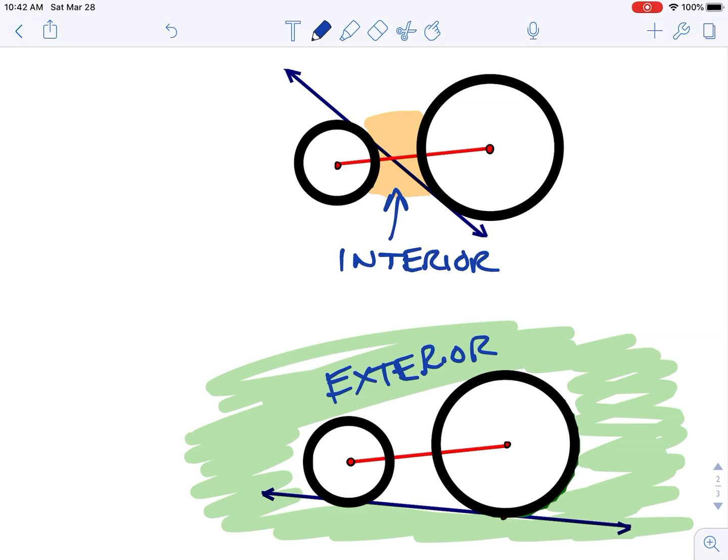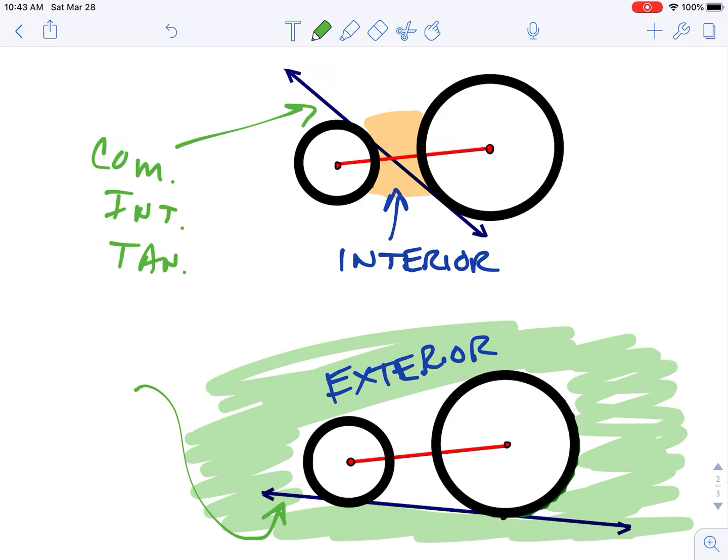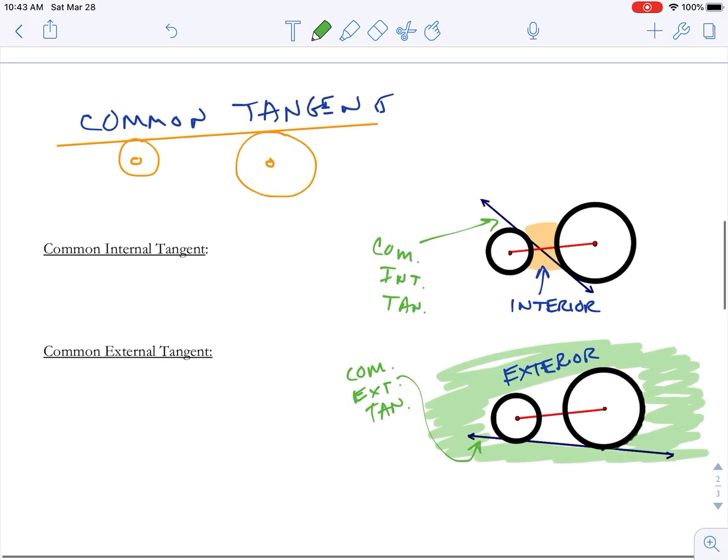Looking at that, this line on the top picture is interior. It's a common interior tangent. Whereas this line here on the right, that one is touching on the outer edge of the two circles. It's not crossing in between the two circles. That would be a common exterior tangent. So common internal tangent, common external tangent. You need to know the difference between the two of those.